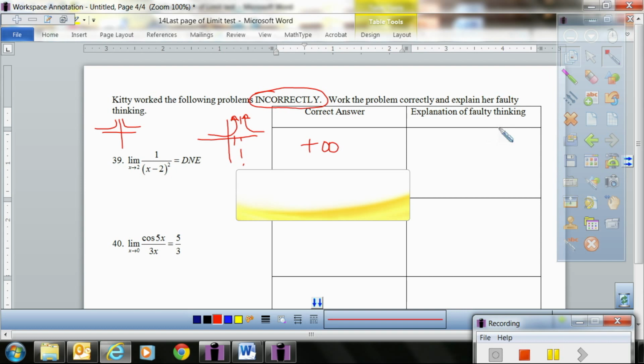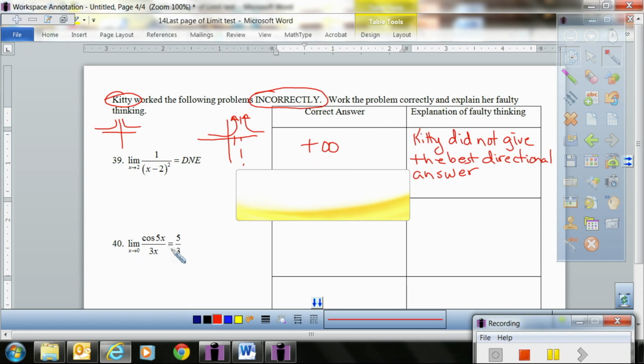And then I asked them to explain the faulty thinking, and they can say anything that is true. I said that I worked it wrong, so they can say, Kitty did not give the best directional answer, because if both sides are going in the same direction, the directional answer is a better answer than does not exist. Positive infinity means I do not have a limit, but this is the direction that both sides of the function are going in.